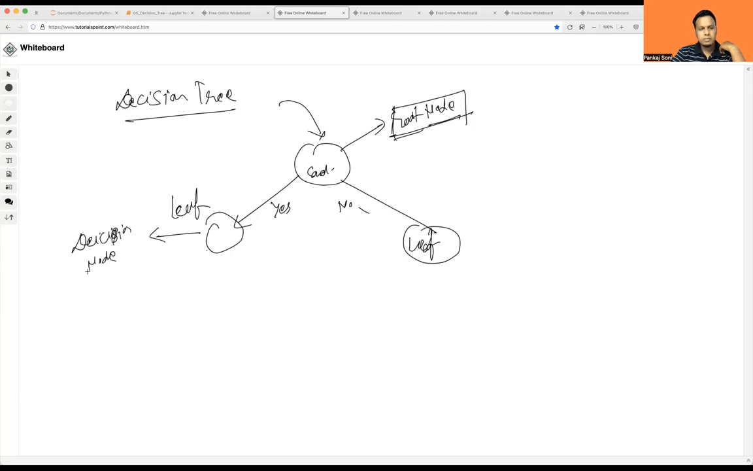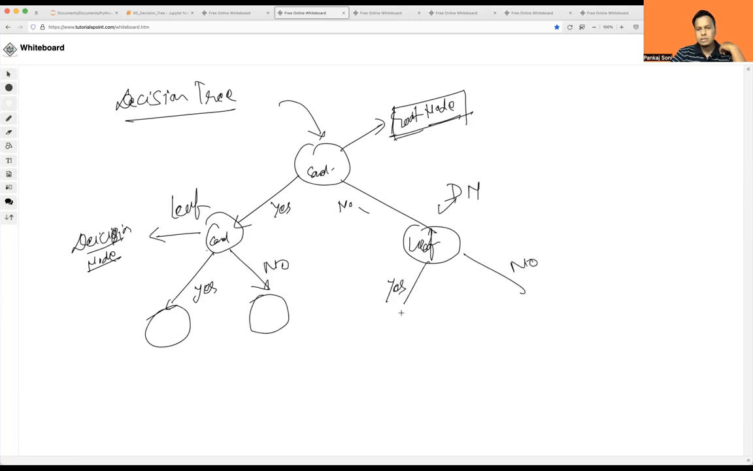You guys should be very much aware of what is leaf, what is root node, and what is decision node. This is also decision node. Again, if you're putting a condition here, it will maybe be yes, and this will become no. And there will be another data here, and let's say this is yes, and this is no. So this kind of thing is called decision nodes.